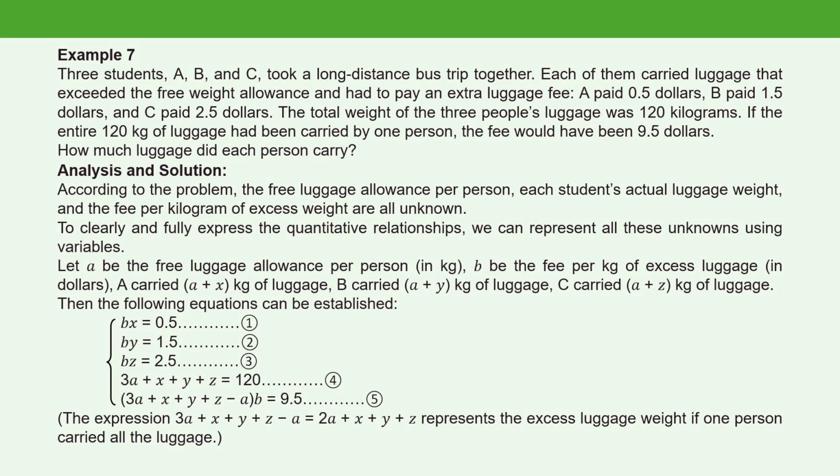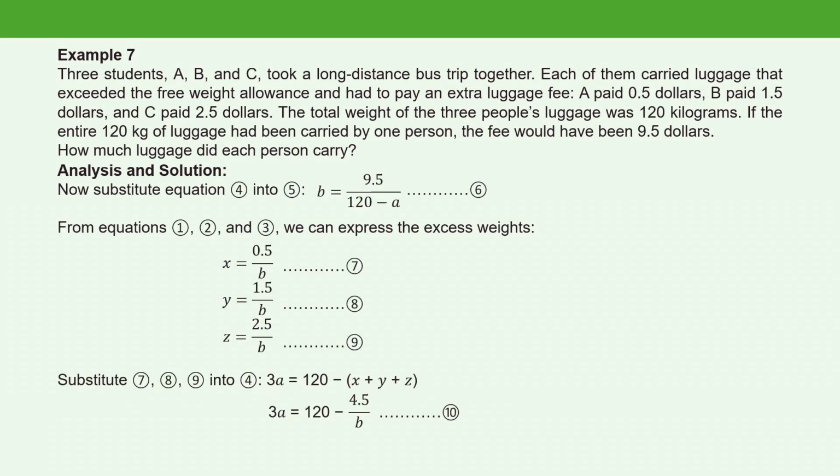In equation 5, the expression of 2A and X and Y and Z represents the excess luggage weight if one person carried all the luggage. Now substitute equation 4 into equation 5, we express B in terms of A. From equations 1, 2, and 3, we can express the excess weights as equation 7, 8, and 9. Substitute equation 7, 8, and 9 into equation 4, after simplifying we express A in terms of B, and label this as equation 10.